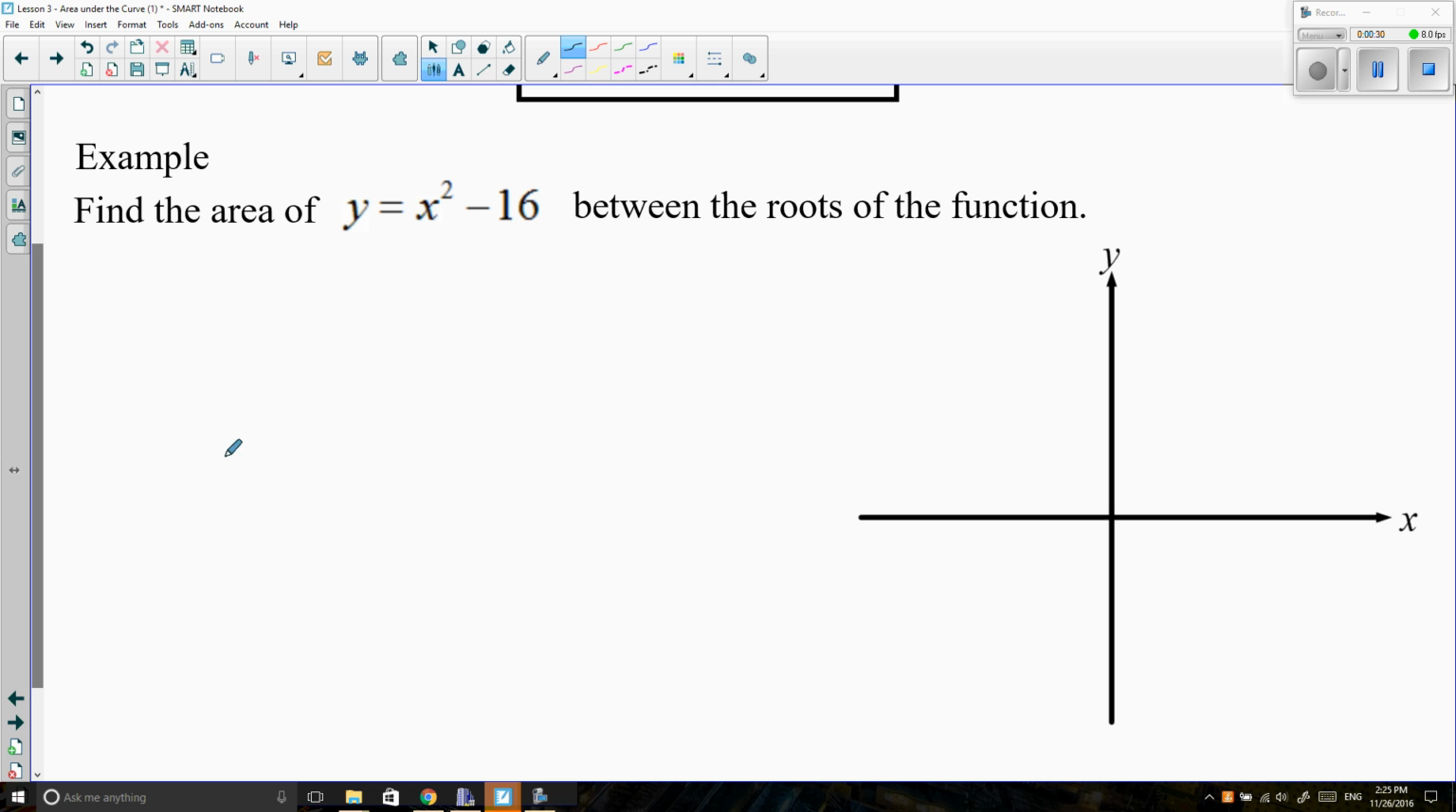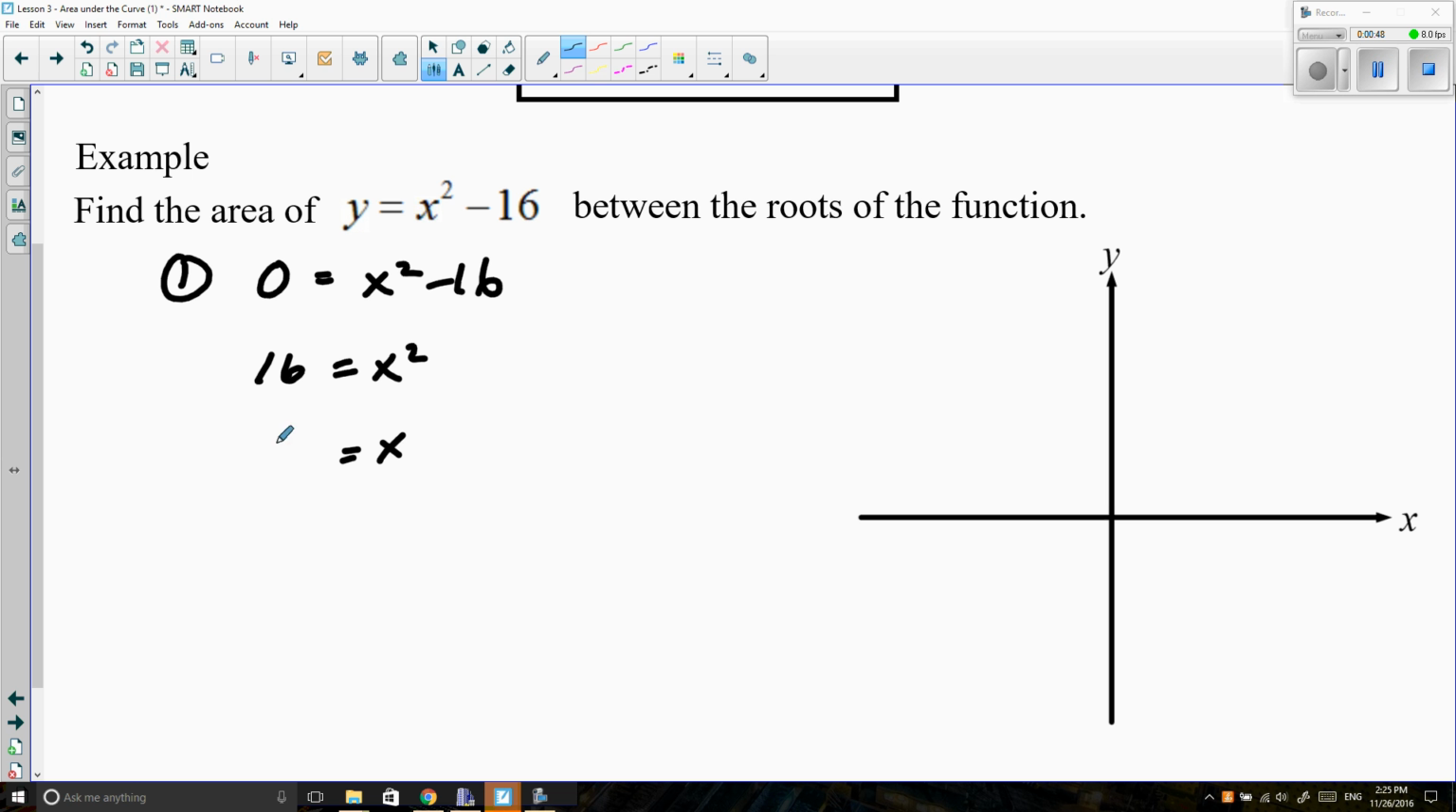Find the area of y is equal to x squared minus 16 between the roots of the function. So roots are the x-intercepts. So I'm going to find the x-intercepts first, and that occurs when y is equal to 0. Okay, so I'm going to find the roots. When I bring 16 to the other side, I get positive 16 is equal to x squared, so therefore x is equal to plus or minus 4. So those are my roots. So I have one at negative 4 and the other one at positive 4.